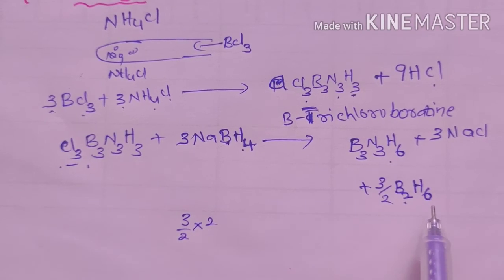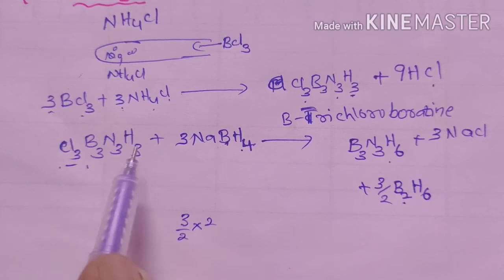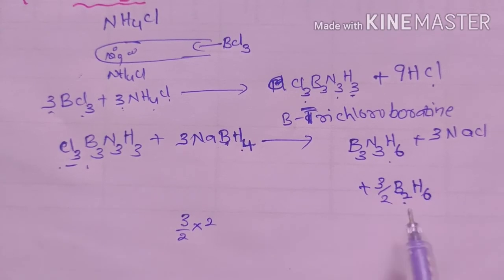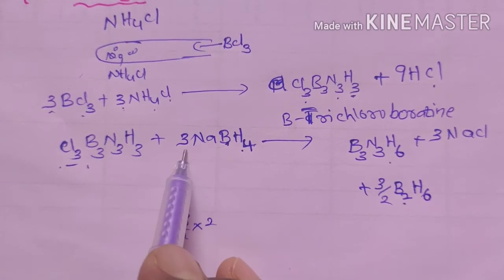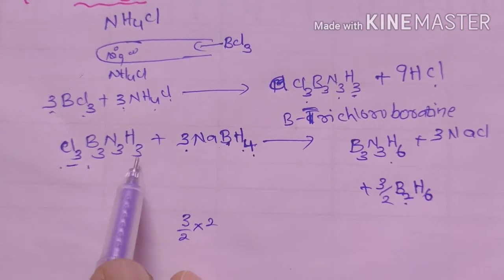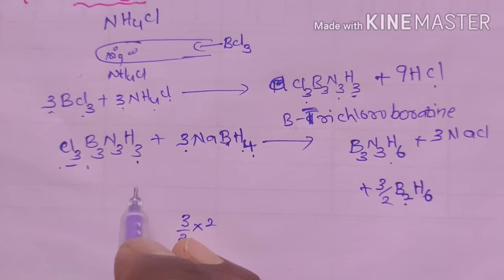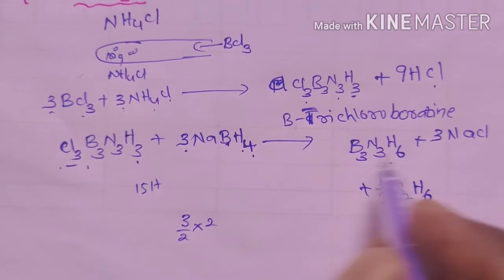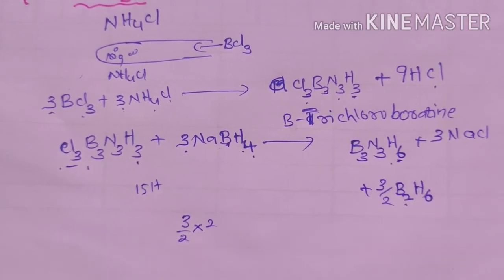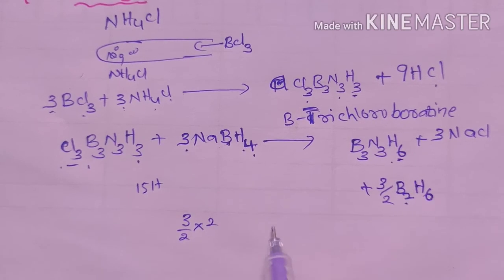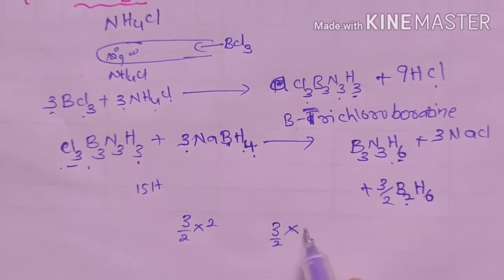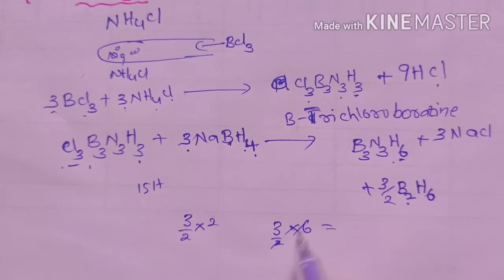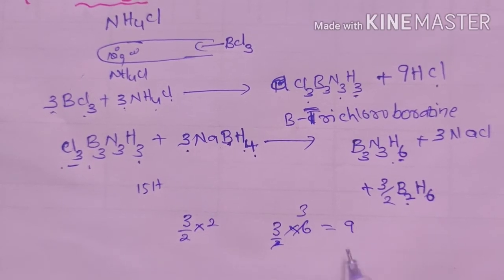Otherwise we can balance this while balancing the hydrogen atoms, and we would write the same thing. For example, let us check here: we have 3 into 4, 12 hydrogen atoms, plus 3, 15 hydrogen atoms on this side, and here we have 6 hydrogen atoms. Still we would write 9 hydrogen atoms. So in order to write the 9 hydrogen atoms, we have to multiply again with 3 by 2. So then also we get 9.